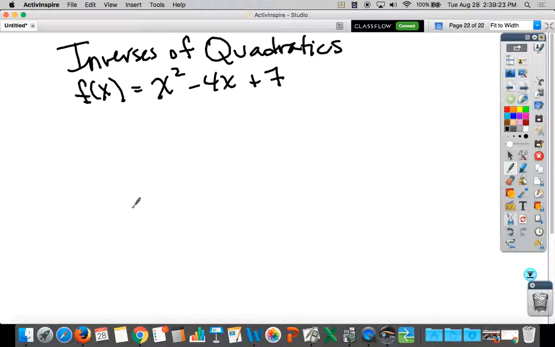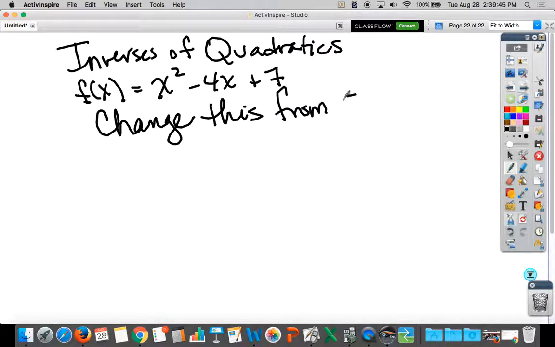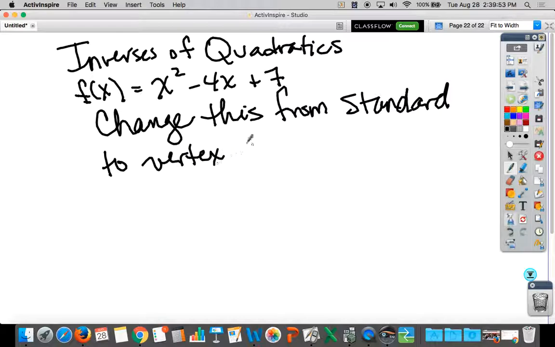Write it down. You do not want to put x equals y squared minus 4y plus 7. You don't want to do that. Okay, it can be done, it's not as simple. So what you want to do when they're asking you to do the inverse of a quadratic is change this from standard form to vertex form by completing the square.